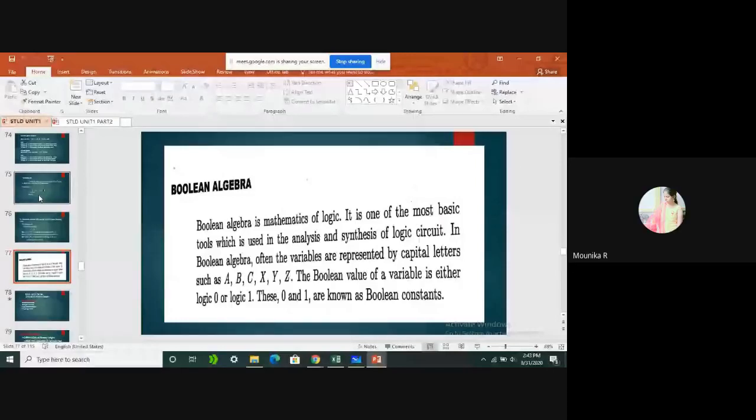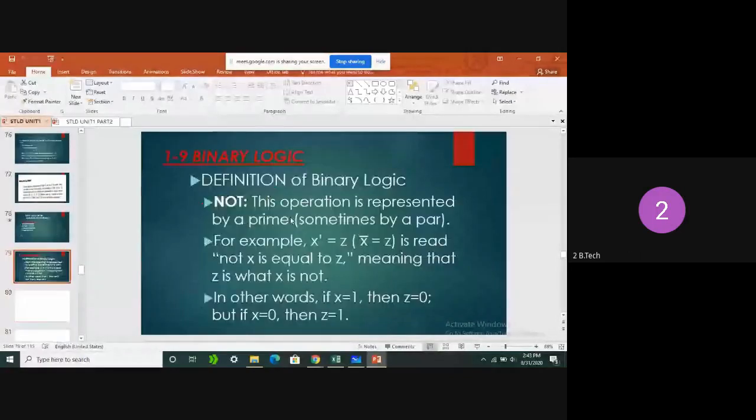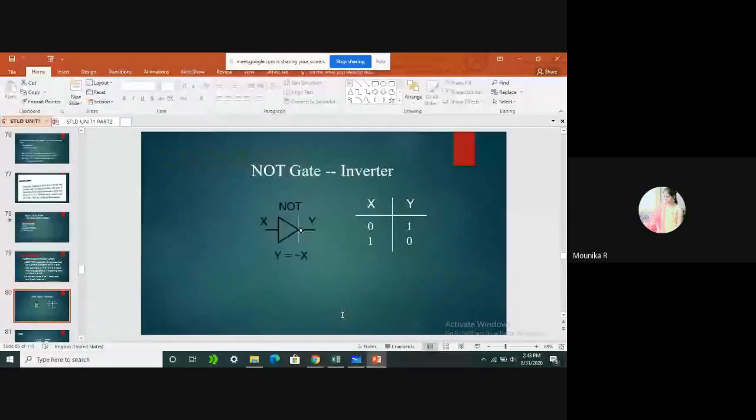So what are the basic logic gates, sir? First we have seen NOT, AND and OR. See, the NOT operation is represented by a bar. NOT in the sense bar. X bar equals Z. If X equals 1, Z will be 0. If X equals 0, Z will be 1. So this is the symbol for the NOT gate, just similar to our diode symbol. Clear?